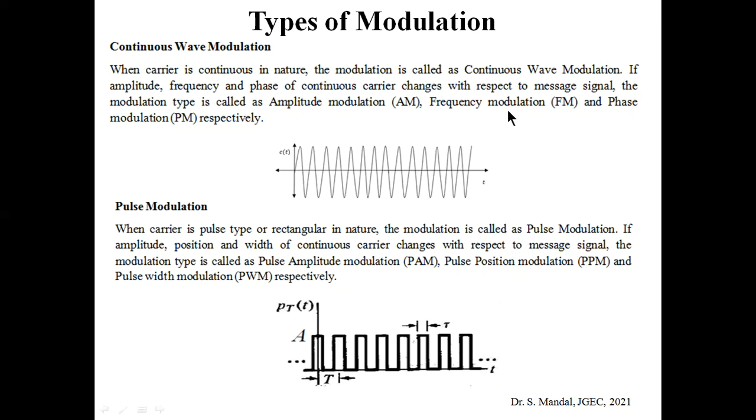Second, frequency modulation, where the frequency of the carrier is modified. And third is the phase modulation, where the phase of the carrier is modified according to the message signal.